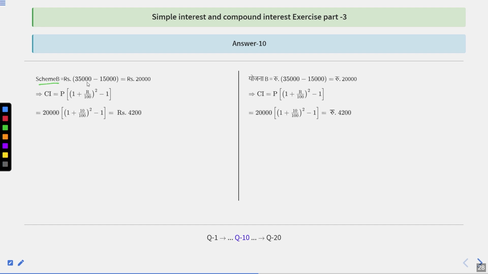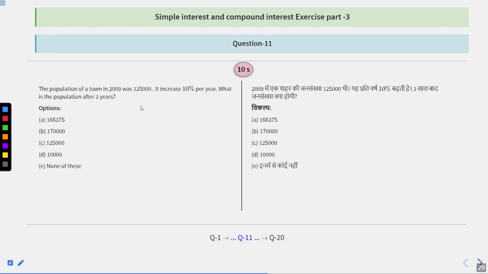In scheme B, the money invested is 20,000. So what will be the compound interest? P in the bracket 1 plus r upon 100 whole square minus 1. So when we calculate it, we get 4,200 rupees. This is the compound interest.